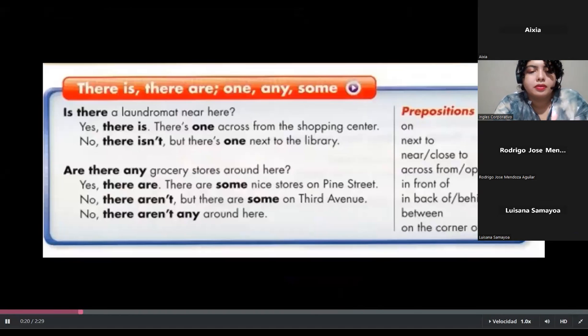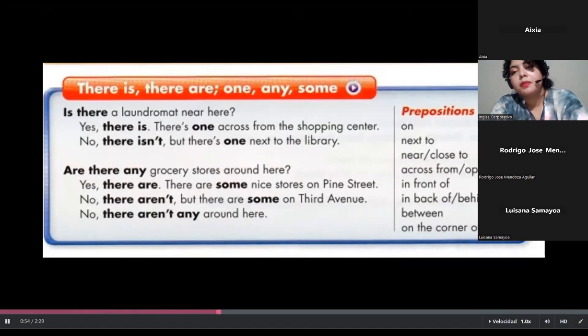There is, there are. One, any, some. Is there a laundromat near here? Yes, there is. There's one across from the shopping center. No, there isn't, but there's one next to the library. Are there any grocery stores around here? Yes, there are. There are some nice stores on Pine Street. No, there aren't, but there are some on Third Avenue. No, there aren't any around here.